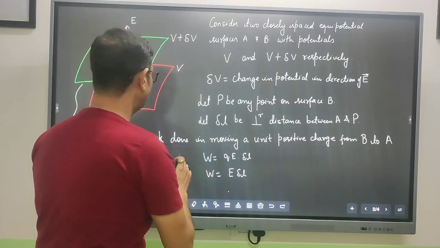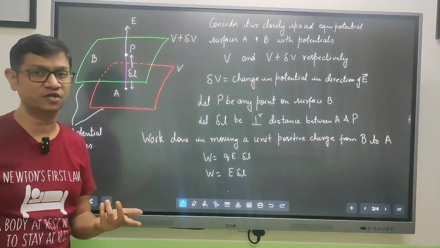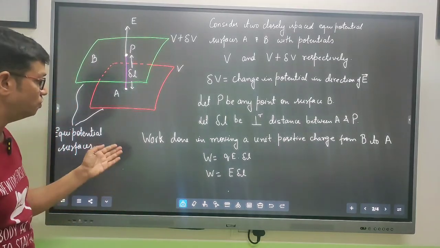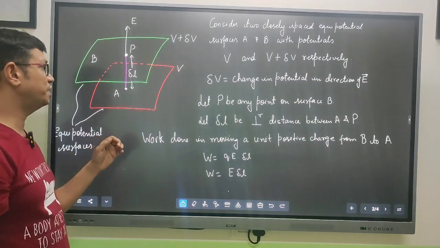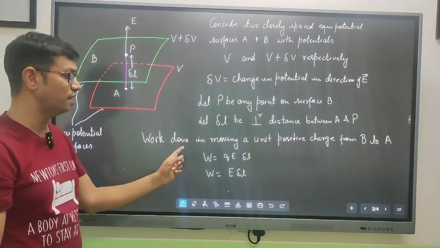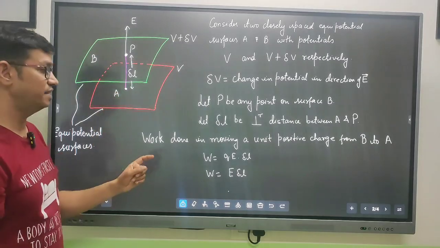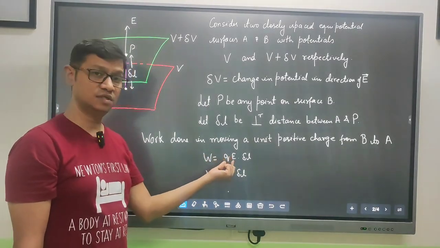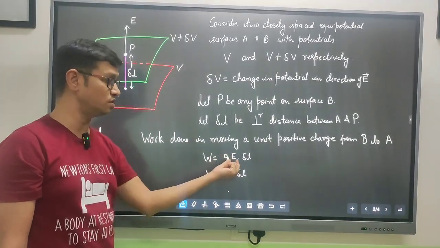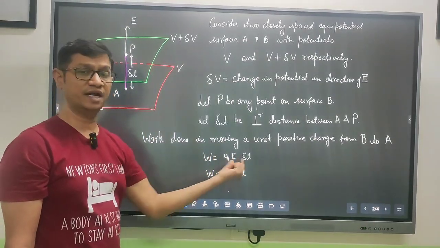Now we know that whenever there is a potential difference in question, we are talking about work done in moving a unit positive charge. So that's how we will start. Consider a unit positive charge which is at surface B and we are bringing it to surface A. The work done in moving a unit positive charge from B to A will be equal to force, which is Q into E, where E is the electric field, and displacement is delta L. So Q into E into delta L is my work done.